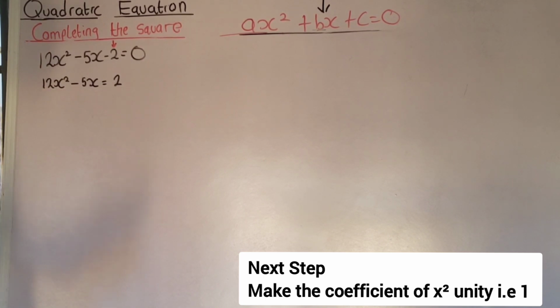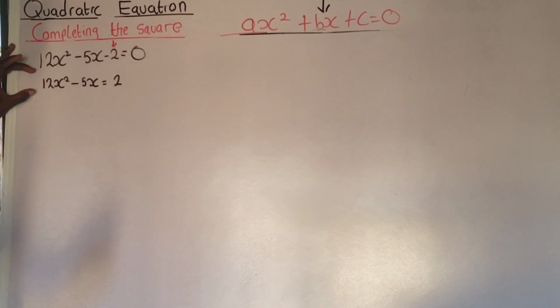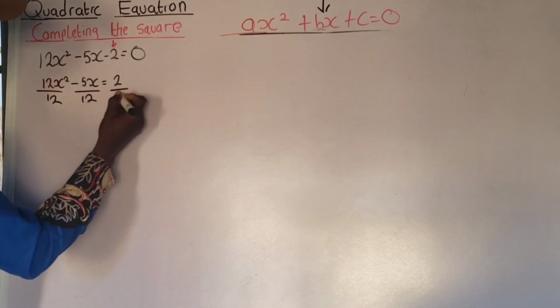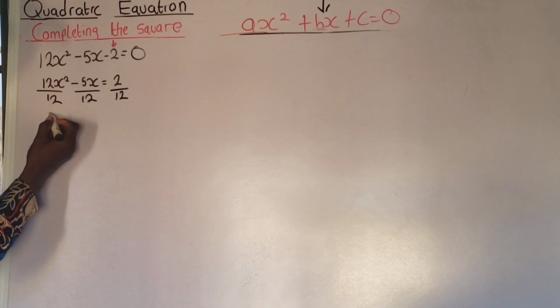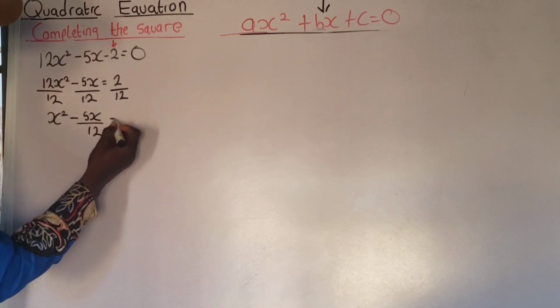I'm very sure you were part of our previous class. In our previous class, we solved quadratic equations where the coefficient of x squared is unity. In that case, we don't need to divide all through by the coefficient of x squared. But in this equation, the coefficient of x squared is 12. So, in an attempt to make it 1, I'm going to divide this quadratic equation by 12. So I have this divided by 12, this divided by 12, and this divided by 12.